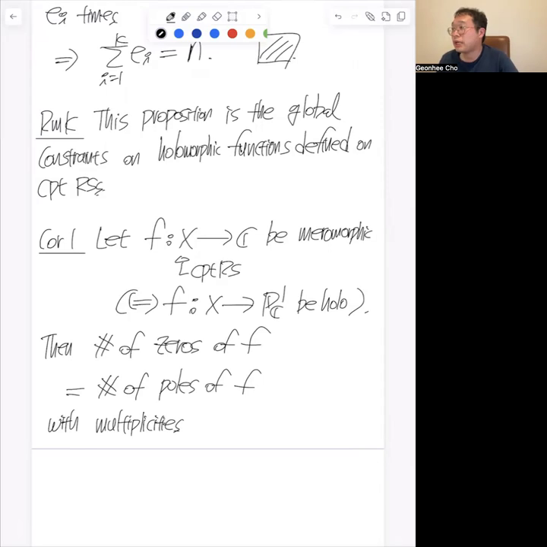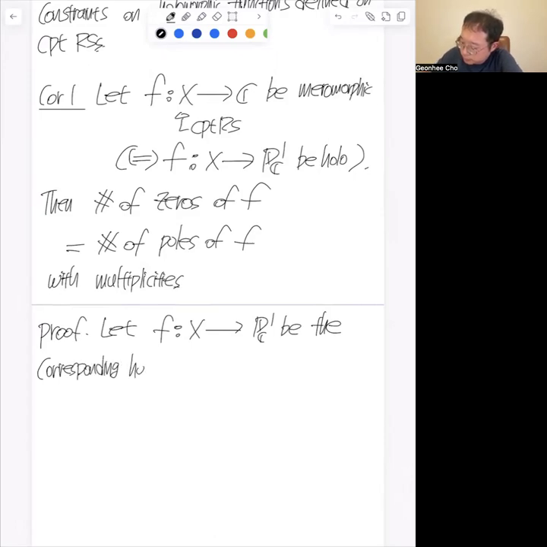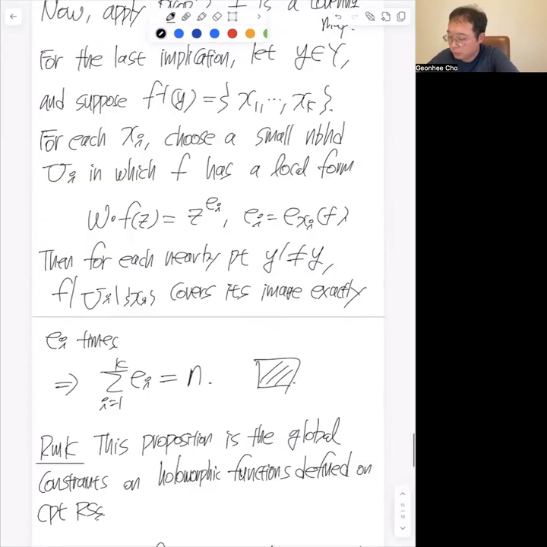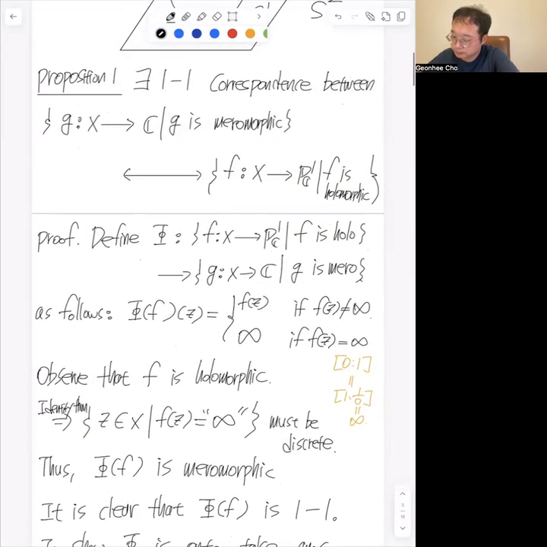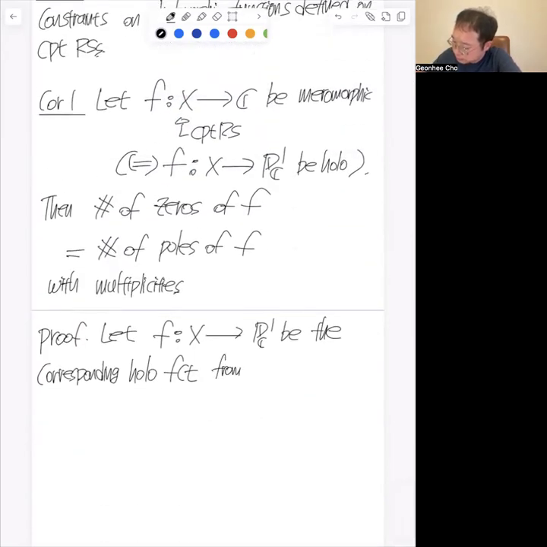So why can we say that? The proof is quite simple. Just consider the holomorphic map from X to P1, the corresponding meromorphic function that we proved in proposition 1. Now we have this.